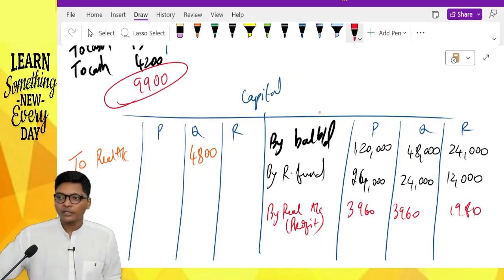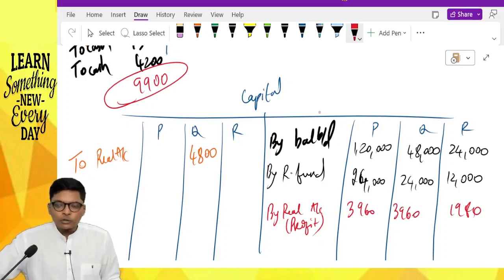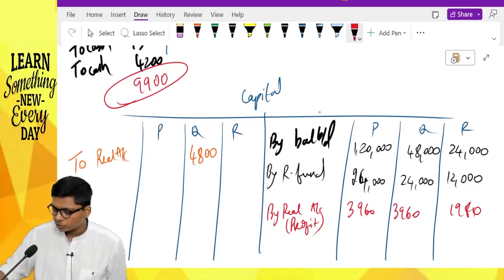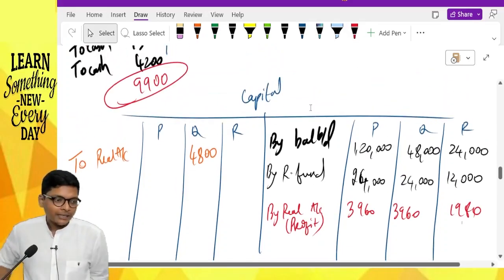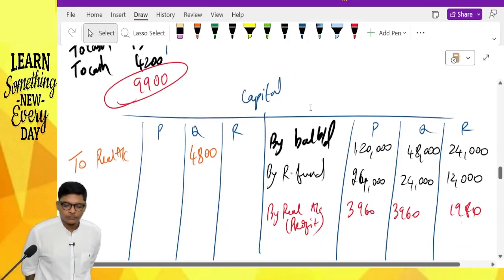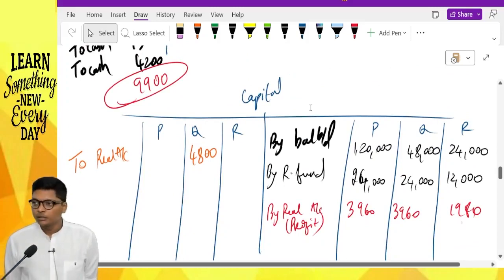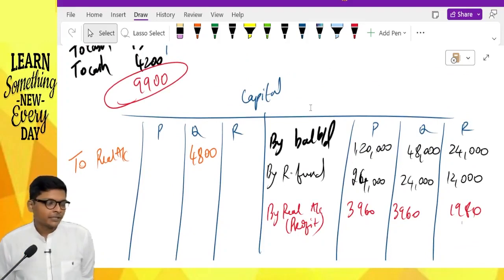Are you all able to follow, guys? Come till here and stop, don't do the next step. Capital account, you get this, and realization profit will be 9,900. I'll give you all a minute. Come till here and stop.